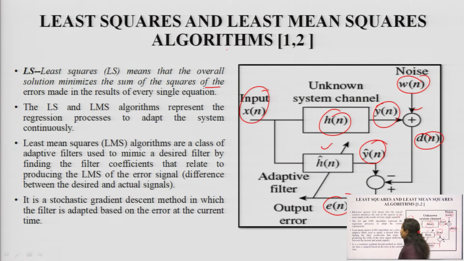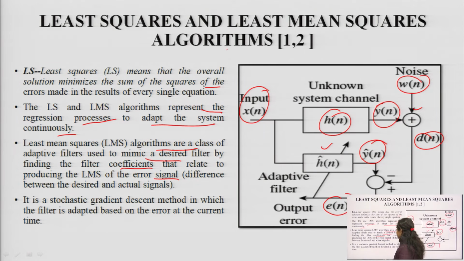Now, the least square and the least mean square algorithms represent regression processes to adapt the system continuously. So, whatever system we have seen, it is going to adapt continuously depending on the value of least square or least mean square. Now, least mean square algorithms are a class of adaptive filters that are used to mimic a desired filter by finding the filter coefficients that relate to producing the least mean square of the error signal.